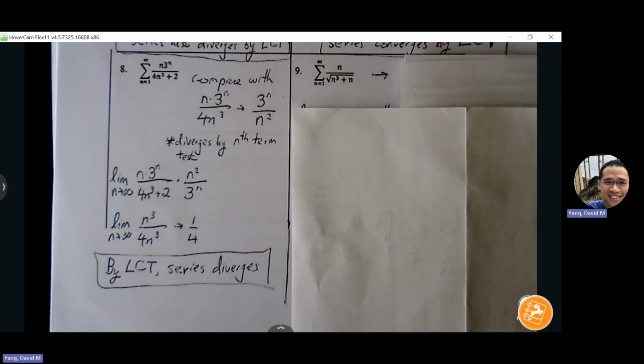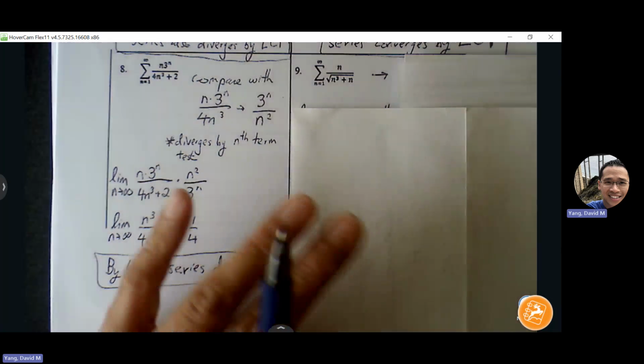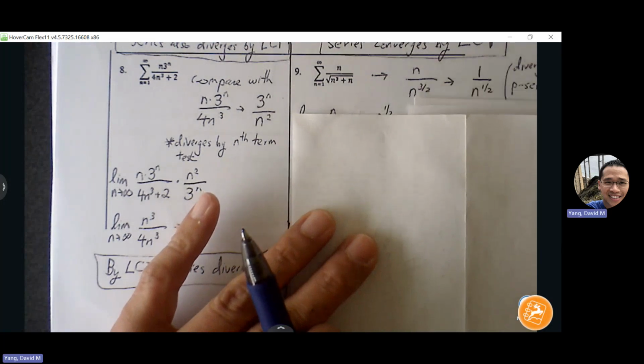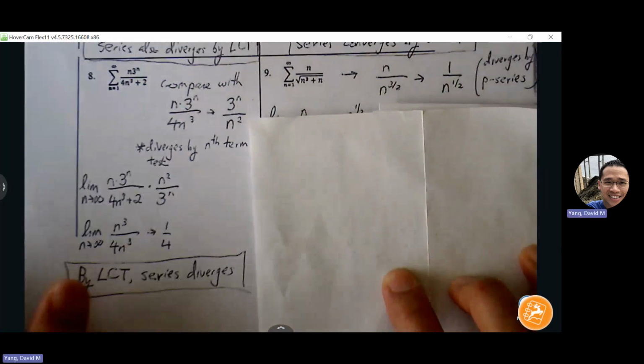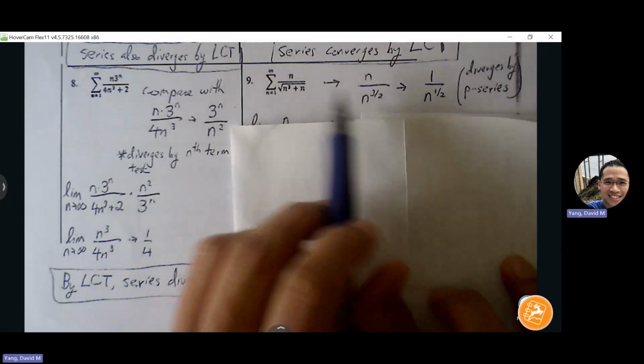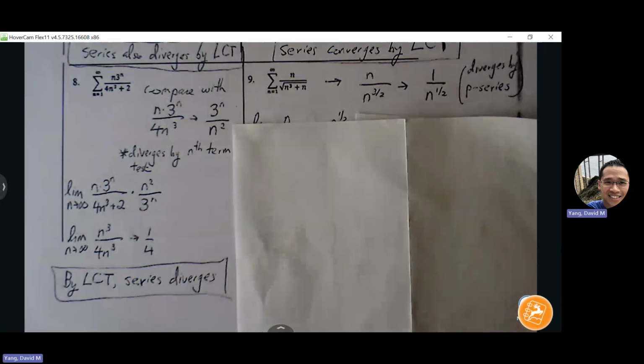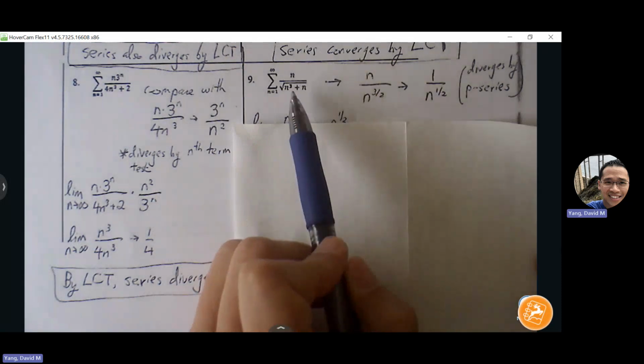Okay, one last one here, number 9. What's a good comparison partner for number 9? Yeah, because I have n up top, n to the 3 halves below. If I cancel everything out, the leftover is 1 over n to the 1/2. And what do you know about 1 over n to the 1/2? Divergence. Okay, so there's your comparison partner. And if we can get a real number out of this process, we know that this series must also diverge as well.